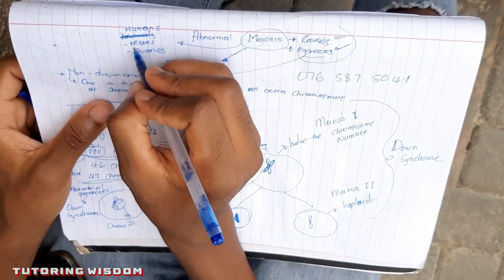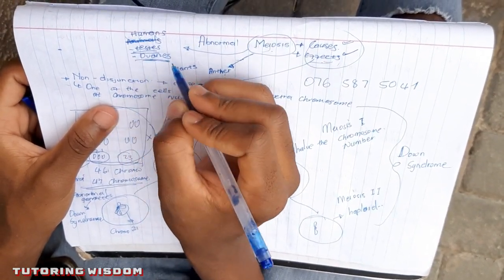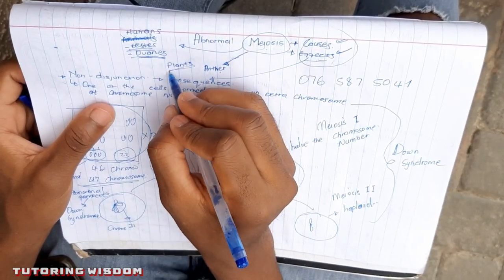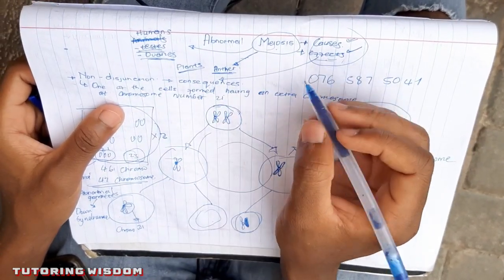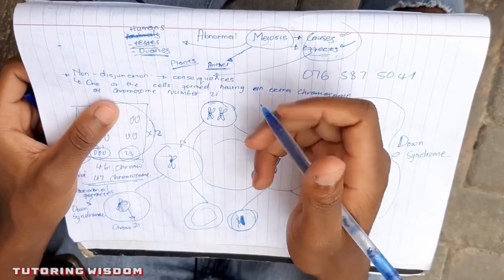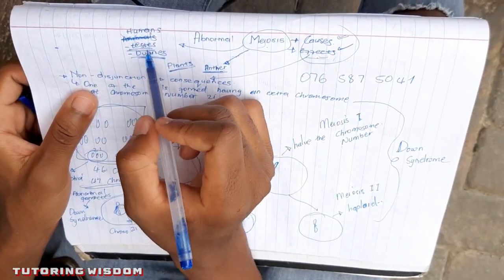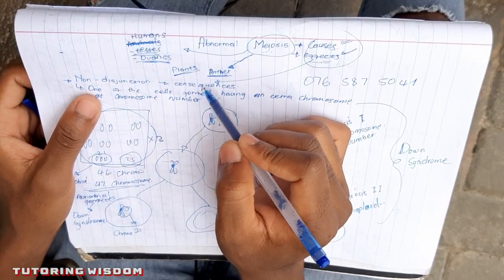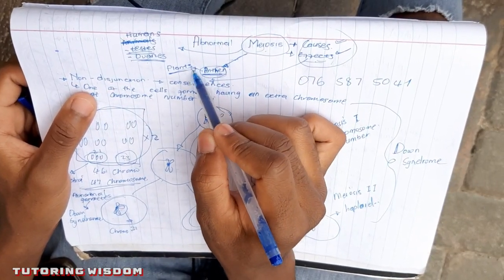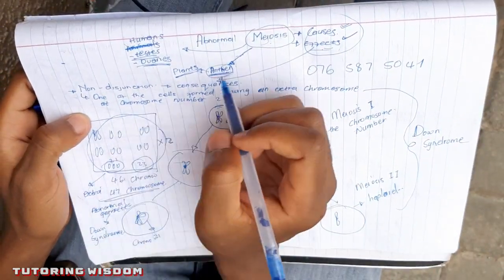Now, I just want to remind you of these two things, right? Meiosis takes place in the testes and ovaries in humans, but in plants it happens in the anther. So please remember that. When you are dealing with meiosis, it happens in testes and ovaries in humans and the anther in plants.